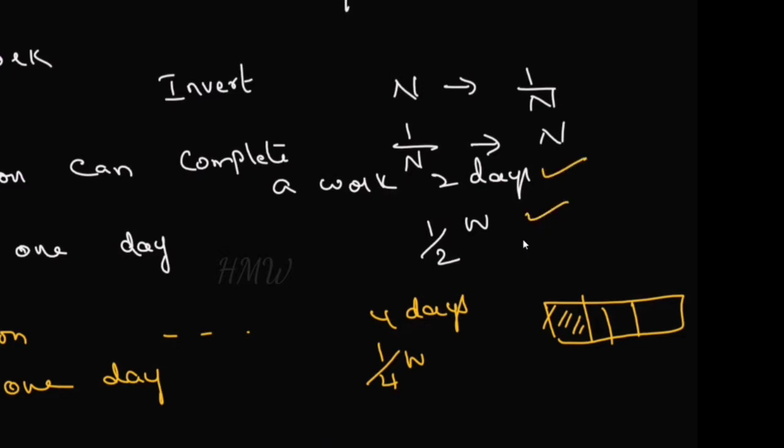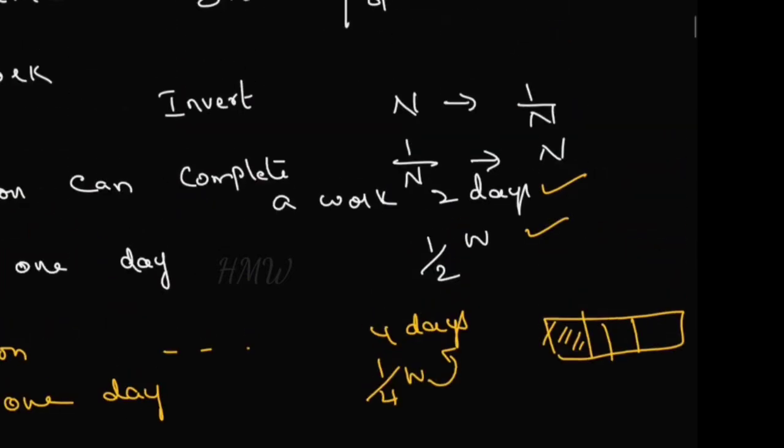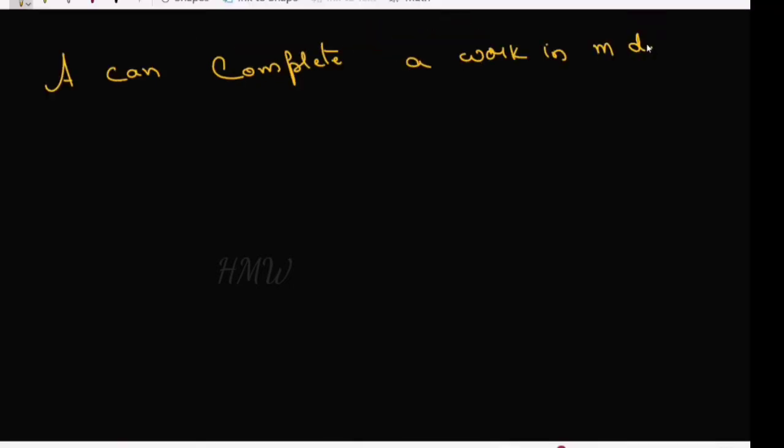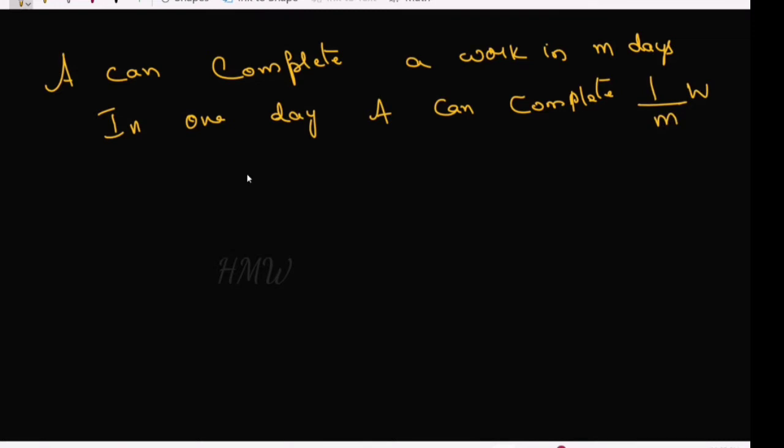Now similarly, opposite, we can convert work to days. If we want to convert from work to days, we have to invert. So remember this concept. Now let us derive a formula. A can complete a work in m days. Then in one day, how much work can A do? The reciprocal of this, 1 by m work.